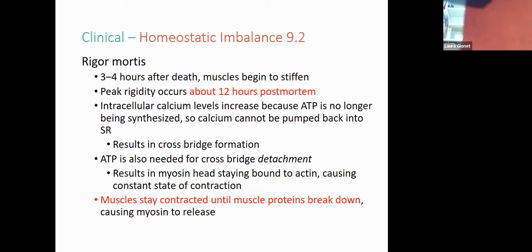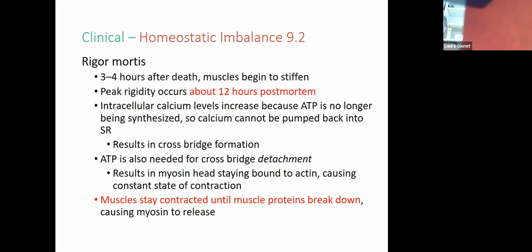But what happens is, right, intracellular calcium levels increase because ATP is no longer being synthesized. Okay, so all that calcium is still out there in the sarcoplasm, and what's in the sarcoplasmic reticulum is just leaching right out. So you're not actively pumping it back to where it should be stored.